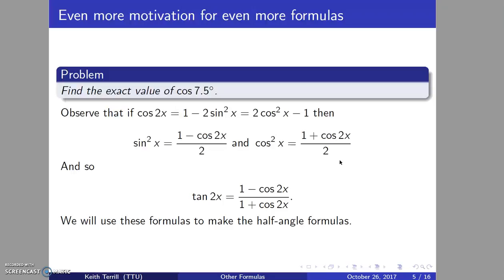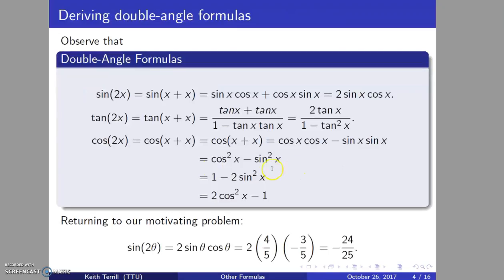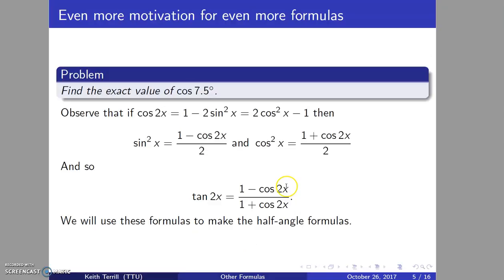Can I do that? The way I would go about doing it is I would start with these over here. Cosine of 2x equaling these guys right here. So cosine of 2x is 1 minus 2 sine squared, or 2 cosine squared minus 1. So I write this here, right? Sine squared, after a little bit of rewriting, is 1 minus cosine of 2x over 2. Cosine squared is 1 plus cosine of 2x over 2. And if you really wanted, you can get tangent of 2x in a similar fashion.